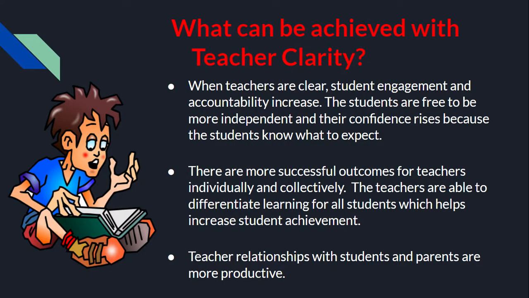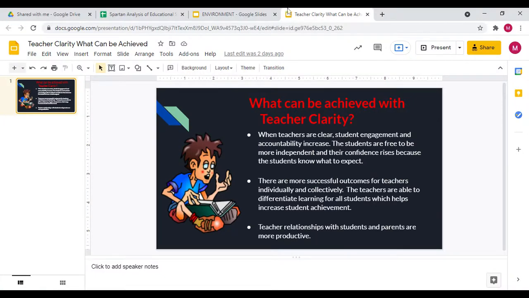Now, those desired outcomes are student engagement and accountability increase. The students are free to be more independent and their confidence rises because the students know what to expect. There are more successful outcomes for the teachers individually and collectively. And then there are also more productive relationships with the students and the parents. The reason being, both know what to expect from this assignment, from this class, from the teacher. It has already been relayed to them.